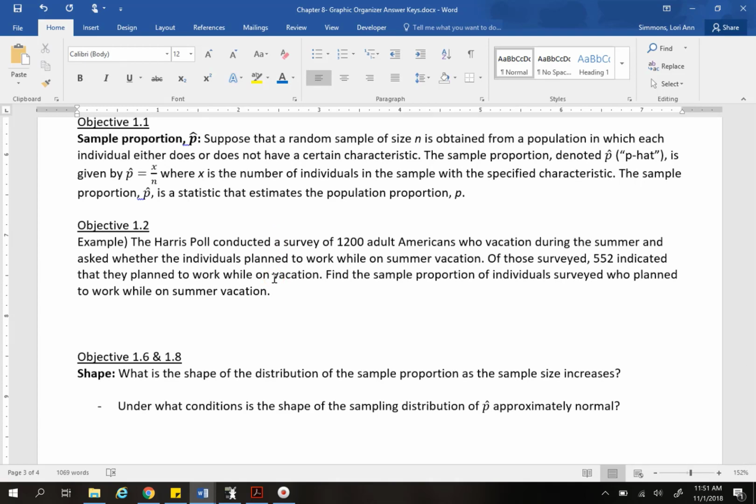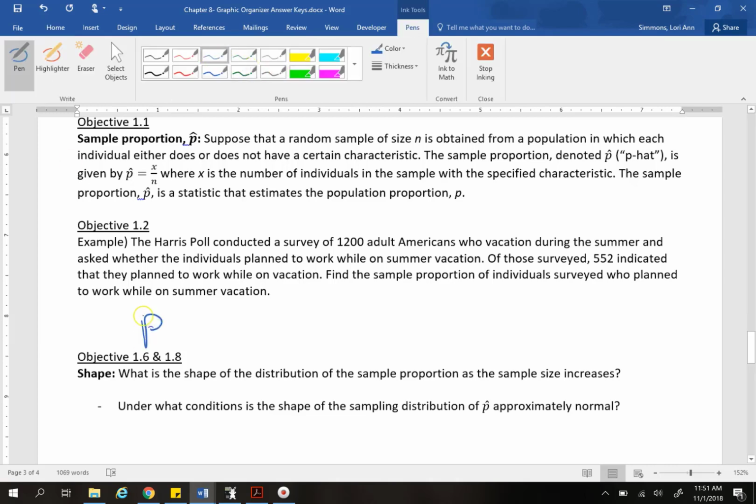The Harris Poll conducted a survey of 1,200 adult Americans who vacation during the summer and asked whether the individuals planned to work while on summer vacation. Of those surveyed, 552 indicated that they planned on working while on vacation. Find the sample proportion, p hat, of individuals surveyed who plan to work while on summer vacation. So p hat is equal to x, which is your 552, over your total, 1,200. So it's 0.46.